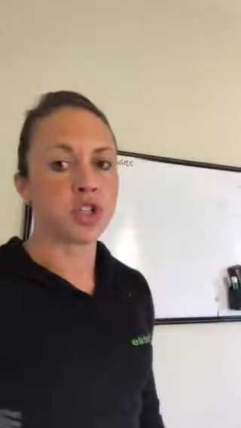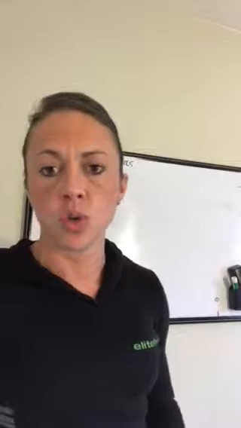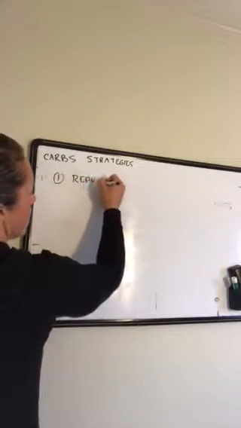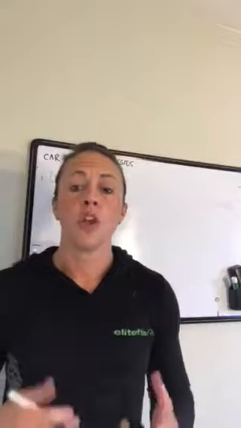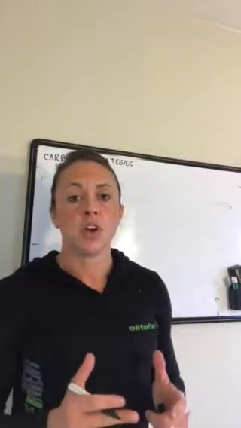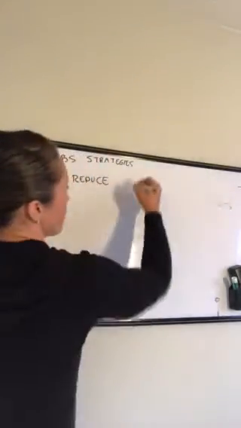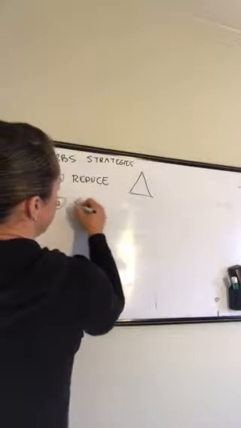All right, carb strategies. There are two main strategies used to lower carbohydrates. Number one is the reduce method, and that's pretty easy. You're just going to reduce whatever carbohydrate you're eating that's too much in half. So let's say every day at lunch you have a slice of pizza. You've got two choices with that slice of pizza.